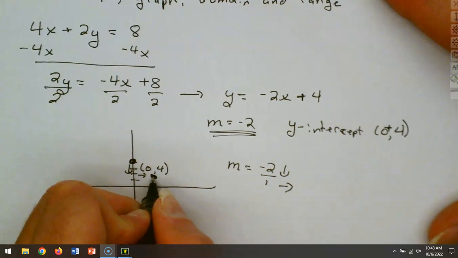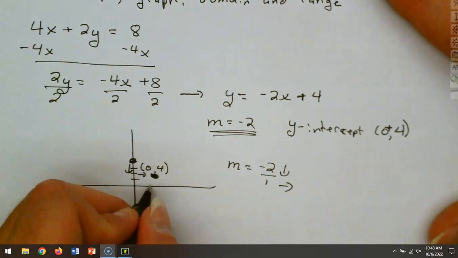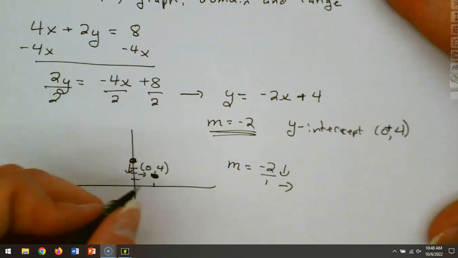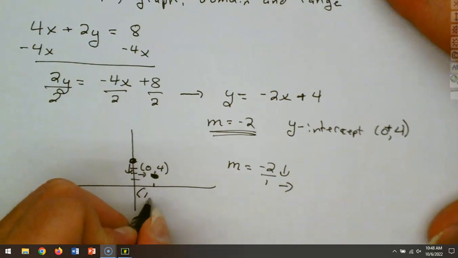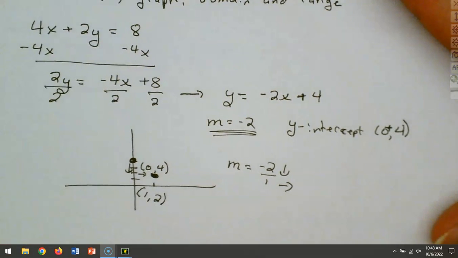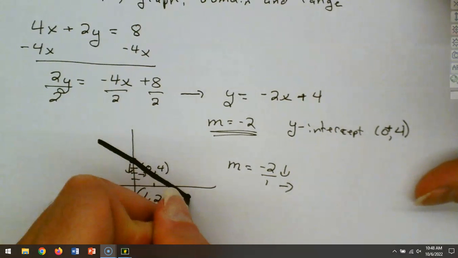And you can make that second dot. You can label it if you want to. You don't necessarily have to again, but you're going to go down 2 over 1. Okay, and so that would be at the point 1, comma, 2, if you wanted to label that point. Your line looks like that.